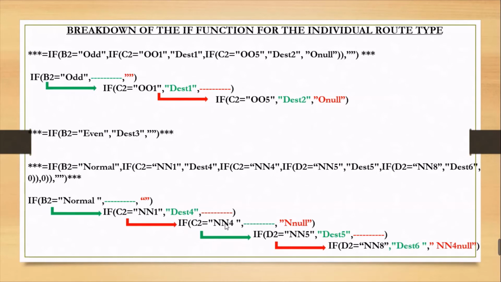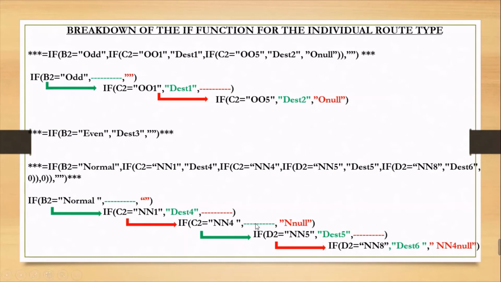If it's equal NN4, you take the true part. If not, you put in n null as the default value. This is showing that it actually chose the route type normal, but none of the step 1 values were chosen. That's why you have n null as the default value.